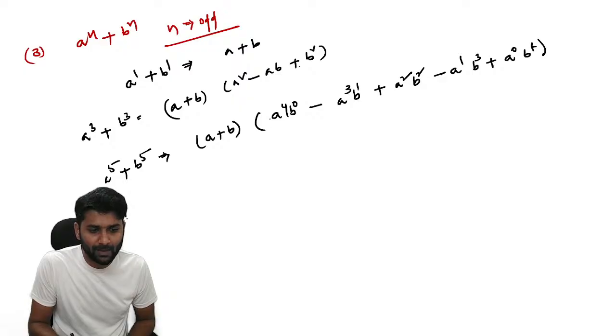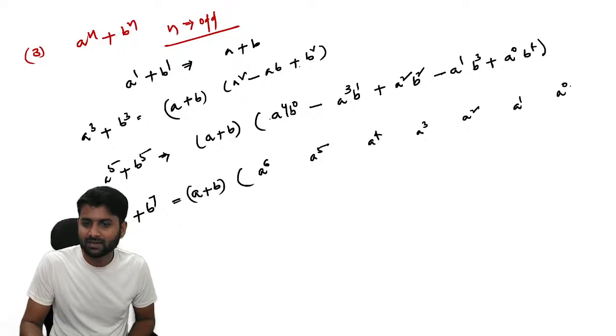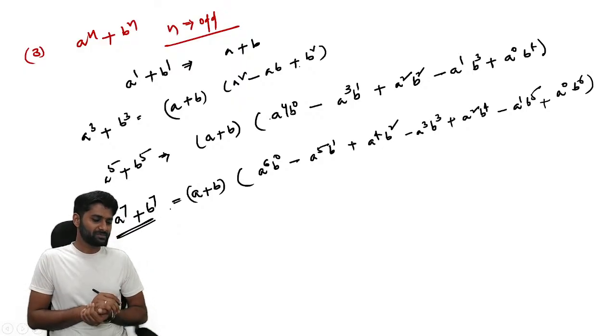Let me help you out with A power 7 plus B power 7. A plus B. Next, A power 6 we need, A power 5, A power 4, A power 3, A power 2, A power 1, A power 0. In the same way, B power 6, B power 5, B power 4, B cube, B square, B power 1, B power 0. It's negative, positive, negative, positive, negative, positive. You can simplify and you will get A power 7 plus B power 7.